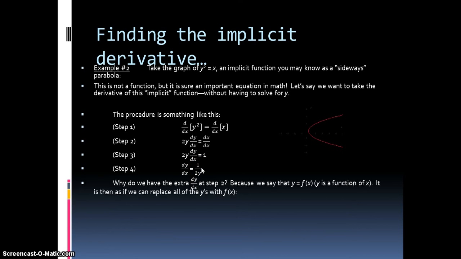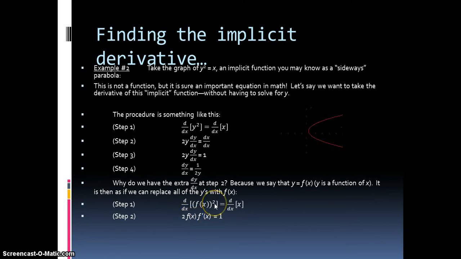So let's talk again about why we have that extra dy/dx at step number 2. We are saying that y is a function of x. y equals f of x. So one way that we can consider that is if we replace all of the y's with f of x. The derivative with respect to x of f of x squared, just like y squared, and then the derivative with respect to x of x. Well, if you think about it, this problem right here is a chain rule problem. The derivative of f of x all squared would be 2 f of x times f prime of x.